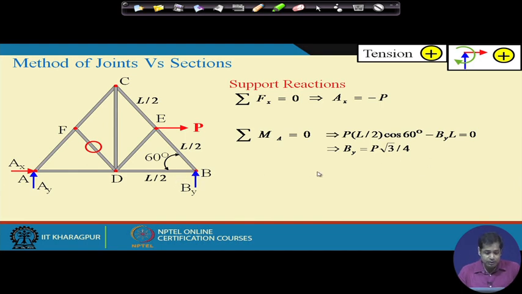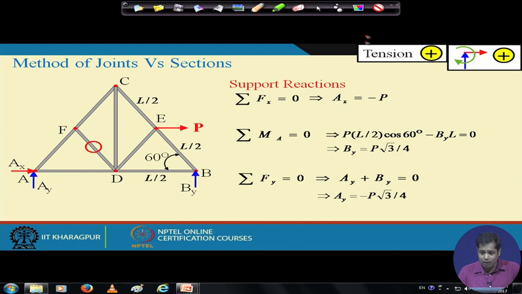Once we have By is equal to this, next is take summation of forces in y direction. Summation of force in y direction is 0. Y direction forces we have only Ay and By, they both are vertically upward as per our sign convention. This is positive, so this is positive, and By you already determined here. So, Ay will be this. So, these are all support reactions. This is support reaction and this is support reaction. So, we have determined support reactions.